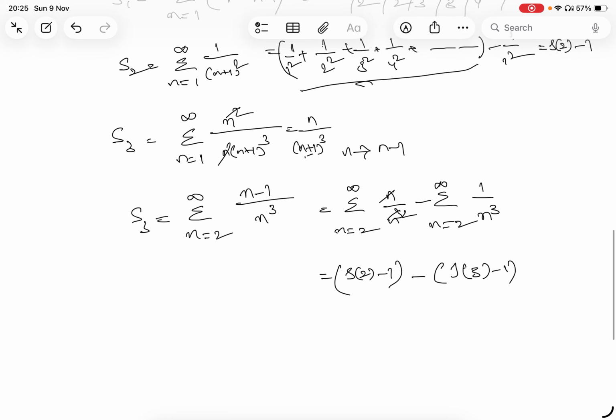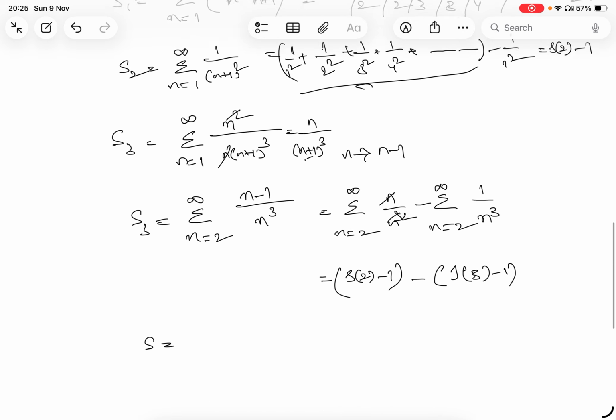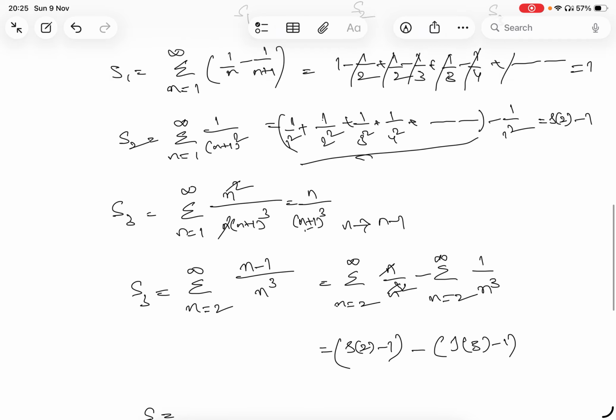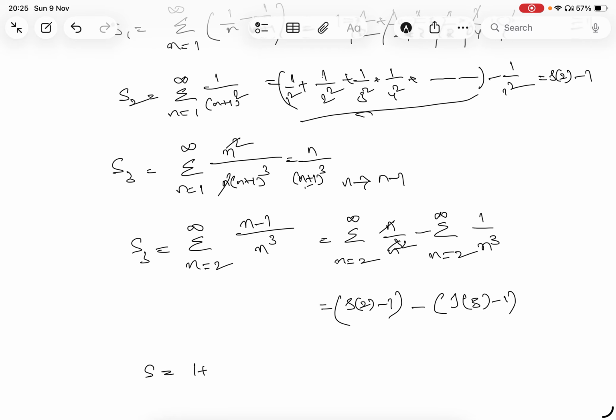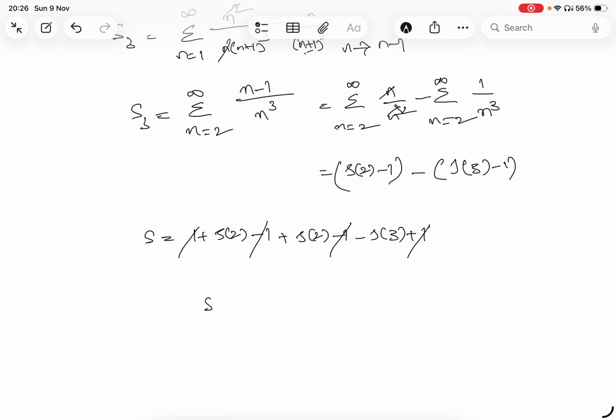Fine. Now S equal to, we need to add everything, right? S1 plus S2 plus S3. S1 is 1, plus Riemann zeta function of 2 minus 1, plus zeta of 2 minus 1, minus zeta of 3 plus 1, right? Minus 1 plus 1 will get cancelled. Minus 1 plus 1 will get cancelled. Then S equal to 2 times the Riemann zeta function of 2 minus the Riemann zeta function of 3. So this is the final solution.